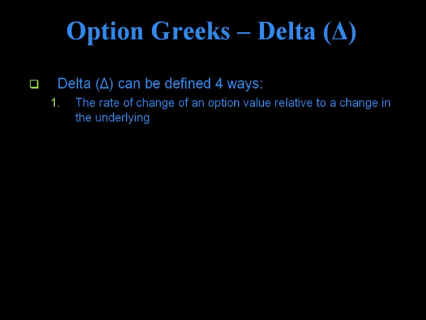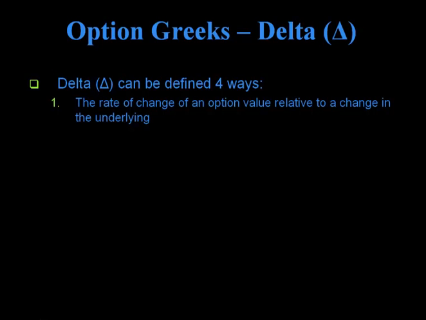Let's talk about delta for a minute. As you can see, delta is drawn by what looks like a triangle. That's the Greek symbol for delta. Delta can be defined 4 different ways. First way is a rate of change of an option value relative to a change in the underlying.